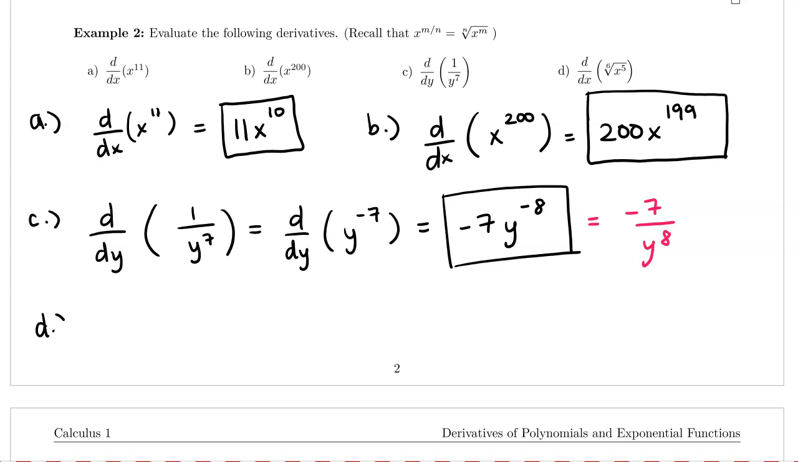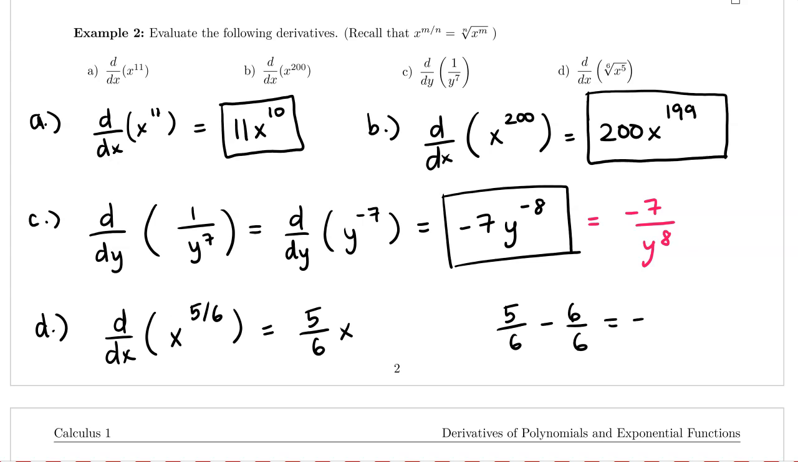All right, for part D, we have the derivative with respect to x of, now I'm going to rewrite this thing so that it has a fractional exponent that is the same thing as x to the power of 5 over 6. Now I can use the power rule. So I'm going to bring down my power, and then we have x to the power of 5 over 6 minus 1, which is the same thing as 5 over 6 minus 6 over 6, and that is equal to negative 1 over 6. And there is our derivative for part D, and that concludes example 2.